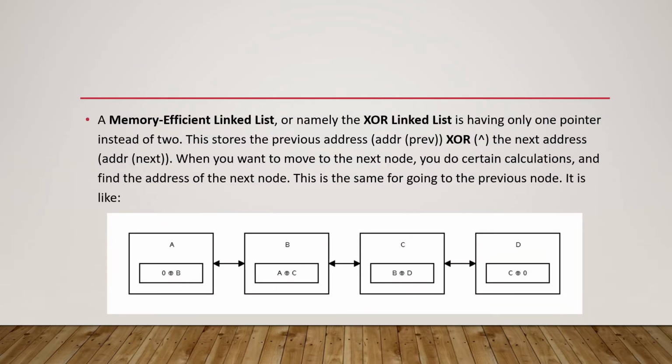A memory efficient linked list or XOR linked list has only one pointer instead of two. This stores the address of previous XOR the address of next. When you want to move to the next node, you can do certain calculations and find the address of the next node. This is the same for going to the previous node. It is like A to B, B to C, C to D: 0 XOR B, A XOR C, B XOR D, and C XOR 0. The given picture is an example of XOR linked list.